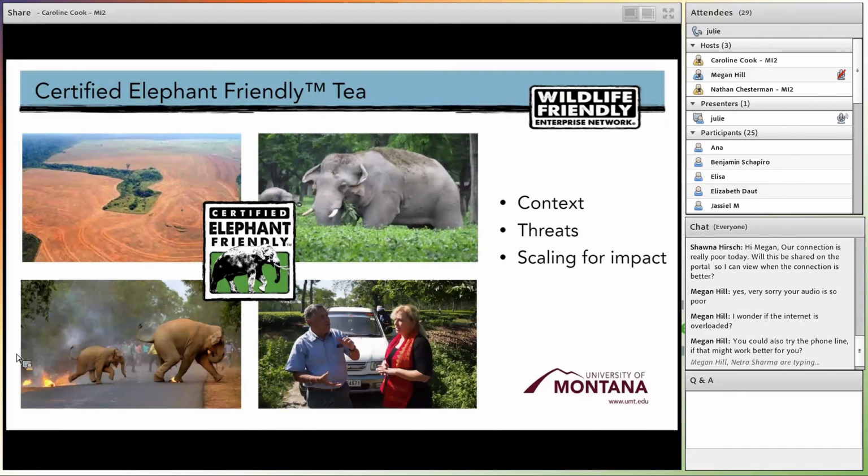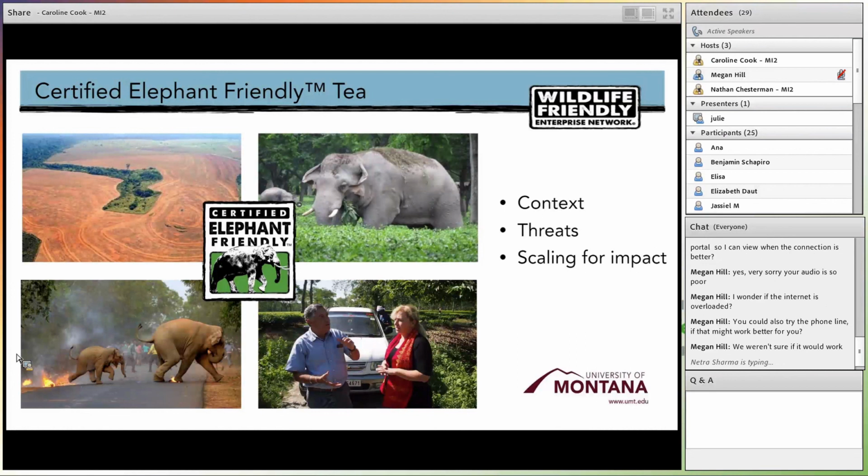We're doing tea producer outreach and training via our partners at University of Montana and partners in India. We've certified 3 farms to date with more in process. We're happy to report there's very high interest and demand from the tea industry, from retailers, and from consumers in this project. We're also doing ongoing research and monitoring of impacts and community engagement and human-elephant conflict reduction with the University of Montana and our on-the-ground partners in India. Next.